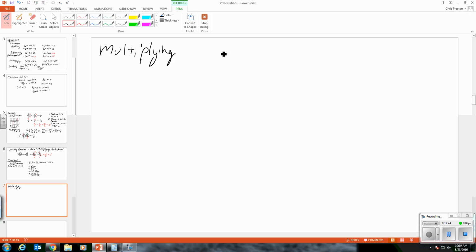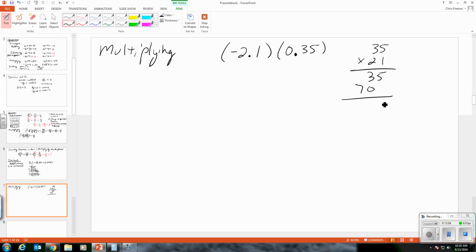Multiplying decimals. If you have negative 2.1 times 0.35, what you're going to do is you're going to multiply these as if they were just integers. So you're going to take like 35 times 21 and multiply those together. So 35 and 70, 735. And then you're going to come back up here, count how many total place values you have. So 3, so starting at your last digit, work your way forward, 1, 2, 3.